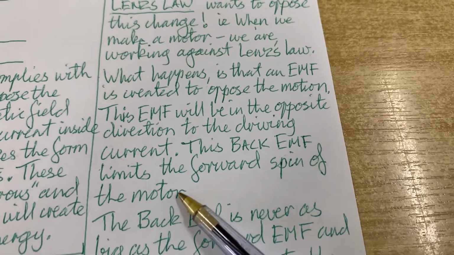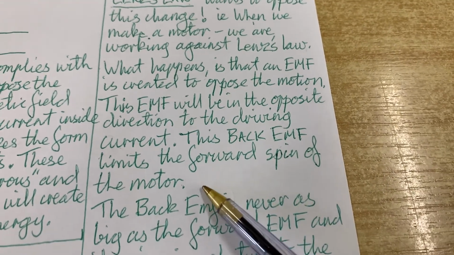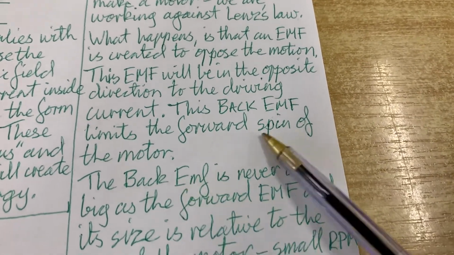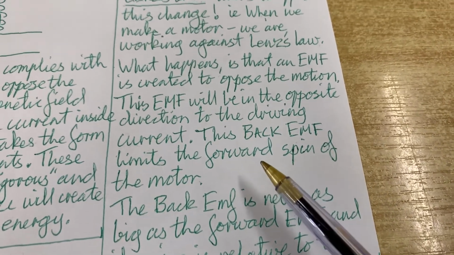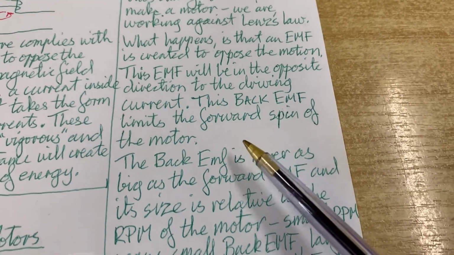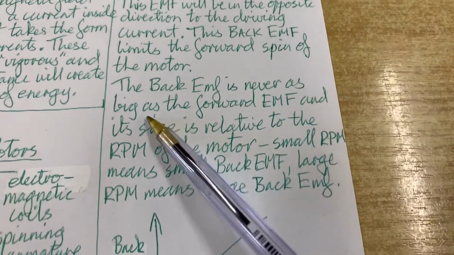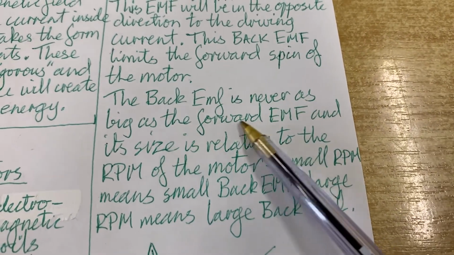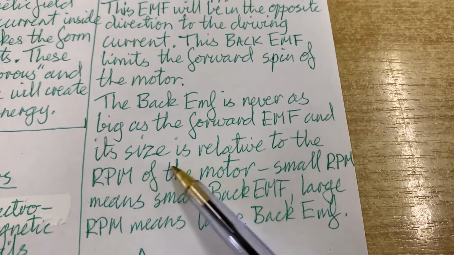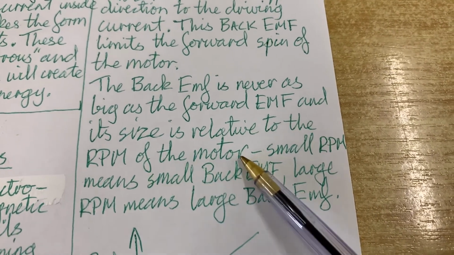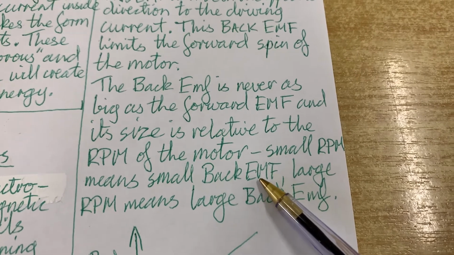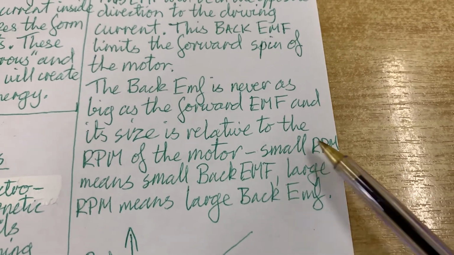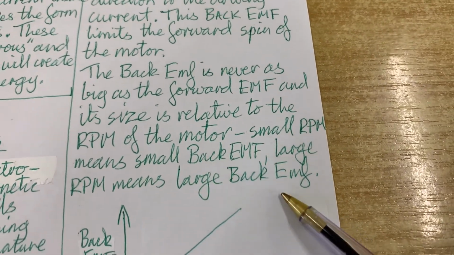This back EMF limits the forward spin of the motor. Obviously, it limits the forward current. If we've got current going in and some coming back, it limits the amount of current pushing the motor forwards. Okay. The back EMF is never as big as the forward EMF, and its size is relative to the RPM of the motor. The faster the motor spins, the more back EMF there is. The smaller the RPM, the smaller the back EMF.